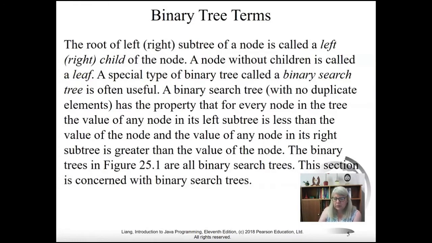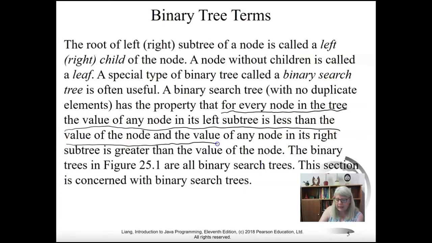A special type of tree is a binary search tree. Our binary search tree, and this is the one we are using, has a property that for every node in the tree, the value of any node in its left subtree is less than the value of the node, and the value of any node in its right subtree is greater than the value of the node. So this is rather important, but you will see it apply just now.